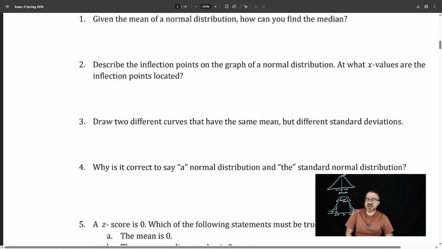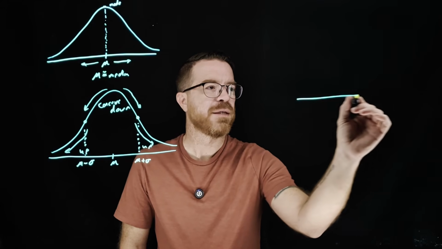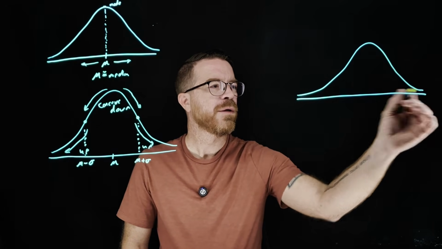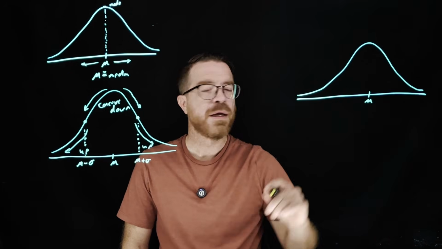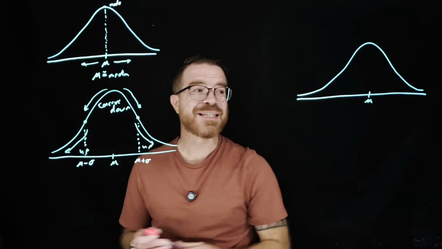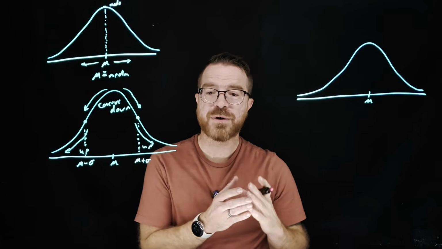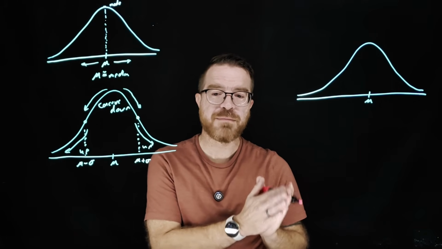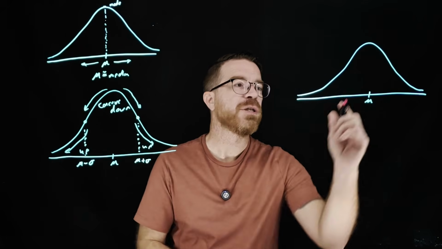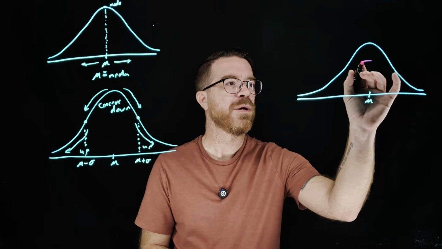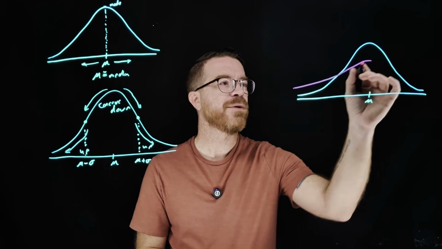The third one says, draw two different curves that have the same mean but different standard deviations. So in this case, it means that if we have a normal distribution centered at some mean mu, then a different distribution centered at the same mean mu will have its peak in the same location. So to draw another distribution with the same mean mu but a different standard deviation, you could have a larger standard deviation, which means that you'll have a lower peak at mu, and you'll have fatter tails.